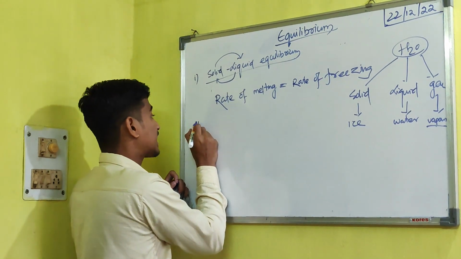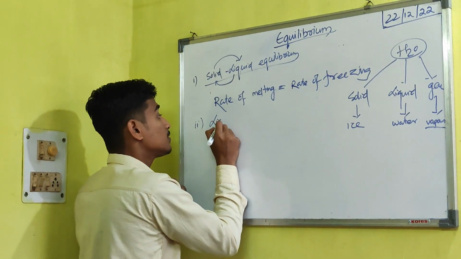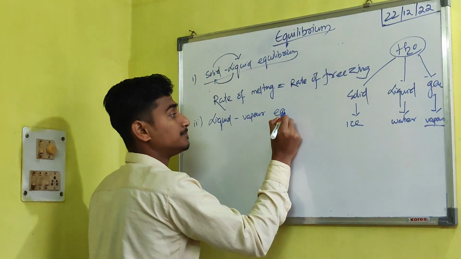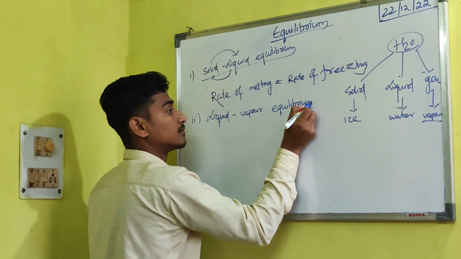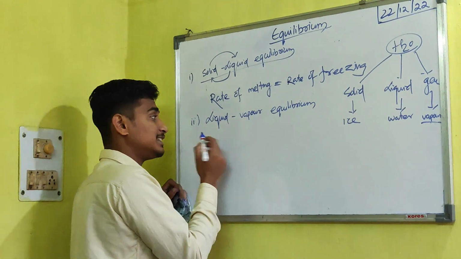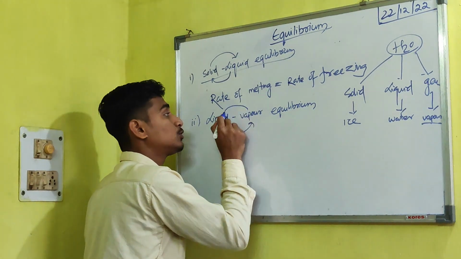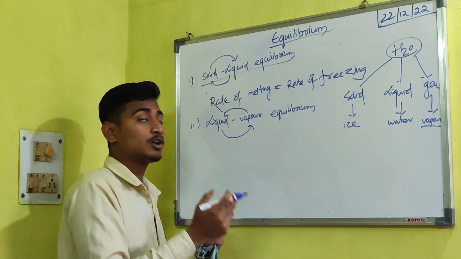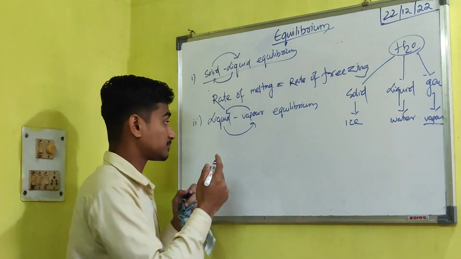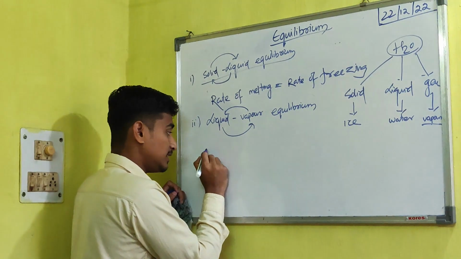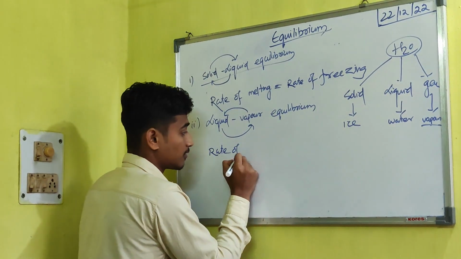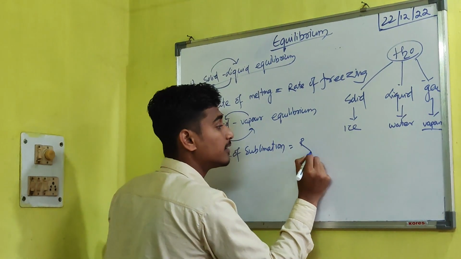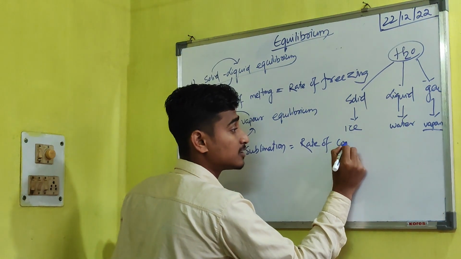Then come to the second part, which is liquid-vapor equilibrium. Here is the changing of phase between liquid to vapor and vapor to liquid. The liquid to vapor process is called sublimation, and the vapor to liquid is condensation. In this, the rate of sublimation is equal to the rate of condensation.